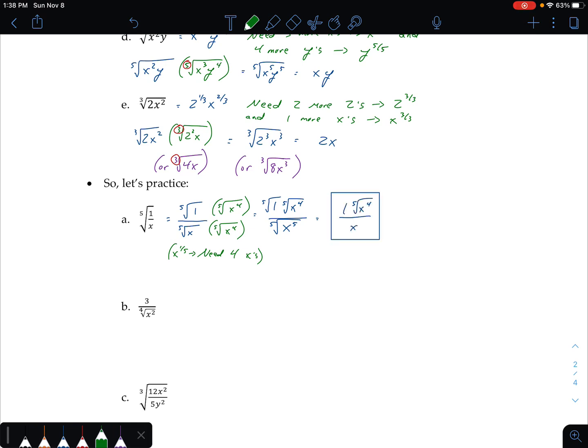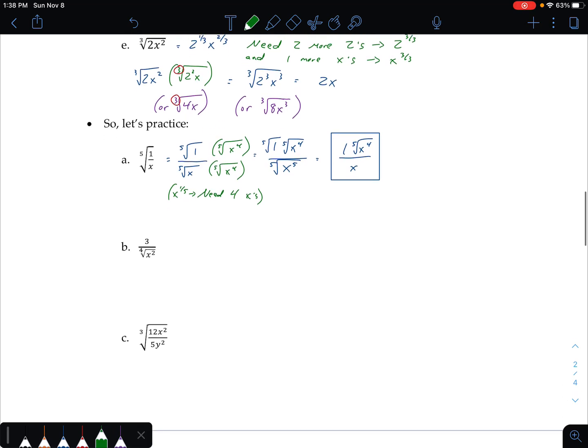So my 1's on top, my x is on bottom. I got rid of the radical on the bottom. And then there's my fifth root of x to the fourth on top. That didn't change. Can't simplify that anymore. Okay, let's look at another one.